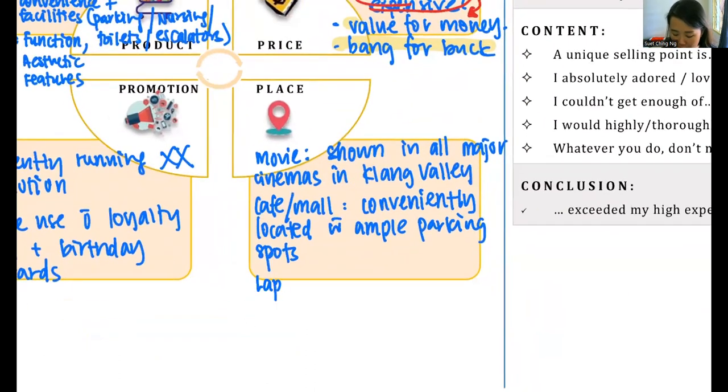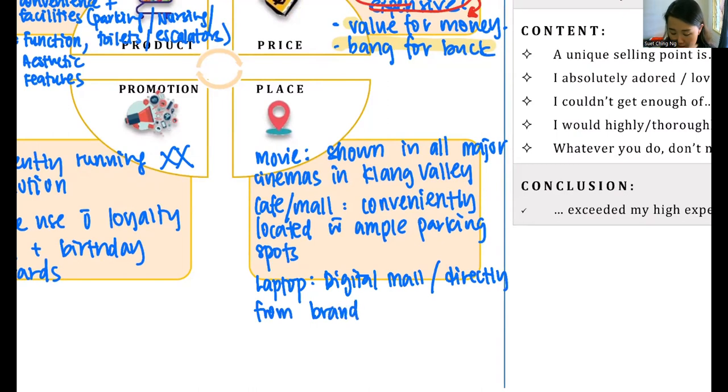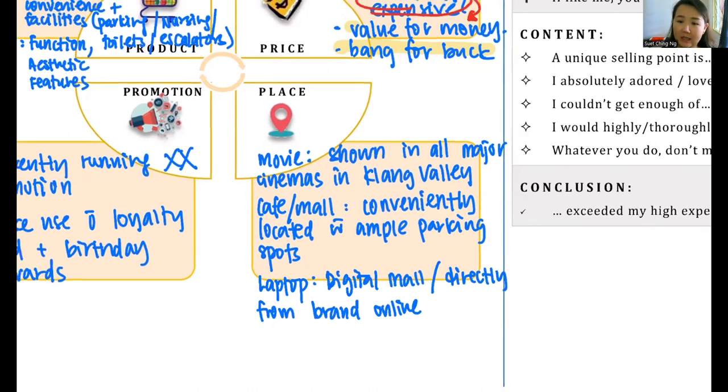Now, laptop, where can you buy them from? If it's a laptop, where can you buy them from? Digital mall. This kid must live in PJ. Otherwise, you know digital mall, correct? Okay, I suppose any digital mall. Or you can even buy it directly from the brand online. Nowadays, it's so easy to get things online, right? On any online marketplace. Okay?